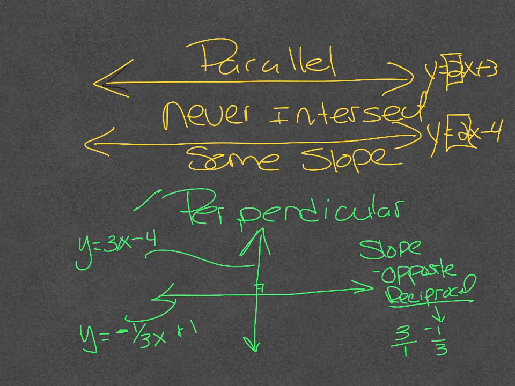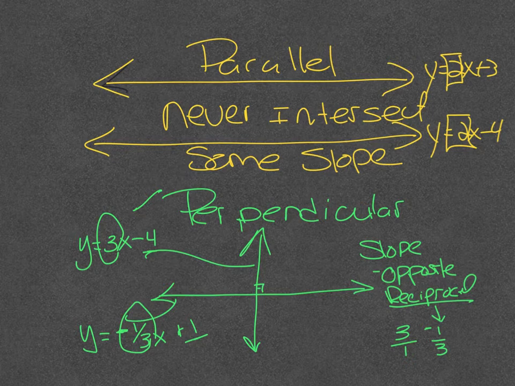Okay? Their slopes are what you're concerned with. The y-intercept doesn't matter. The slope, if one is the opposite reciprocal, then it means they're perpendicular. If they're the same slopes, they're parallel. Okay? All right, so let's see about identifying some of these.